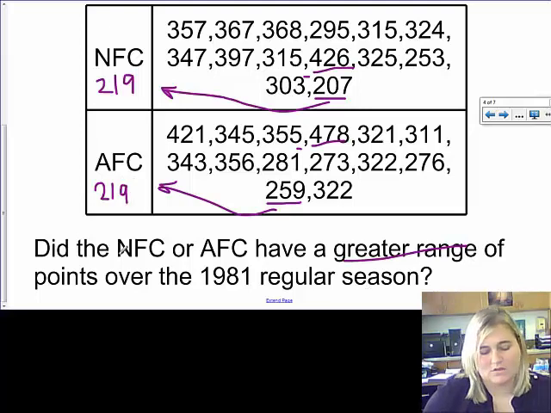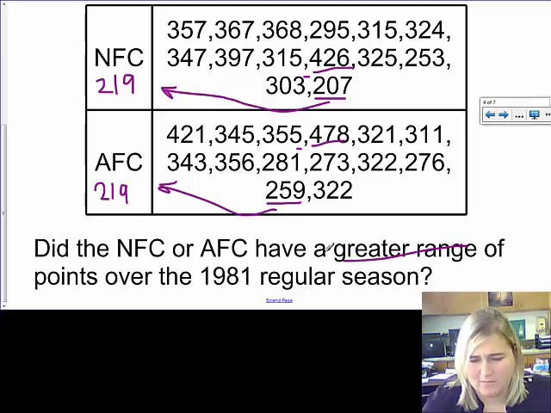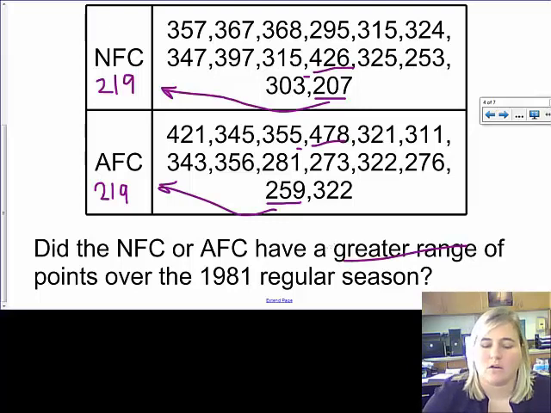Okay, so it says which one had the greater range. Neither one of them had the greater range because they had the exact same range, unless I've made a mistake and don't have the right number on one of them.